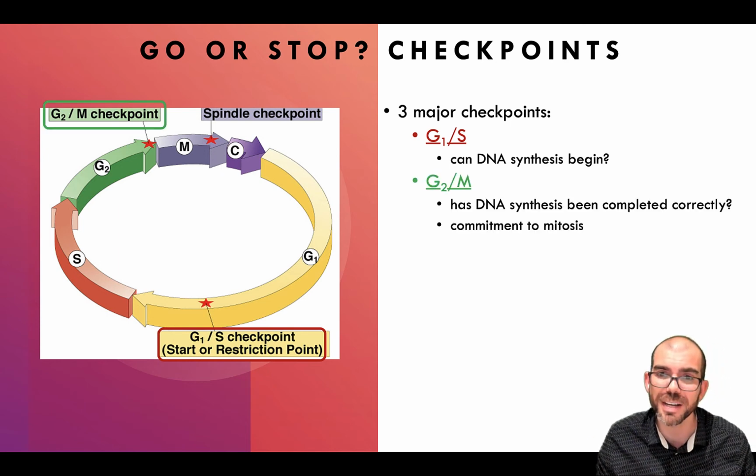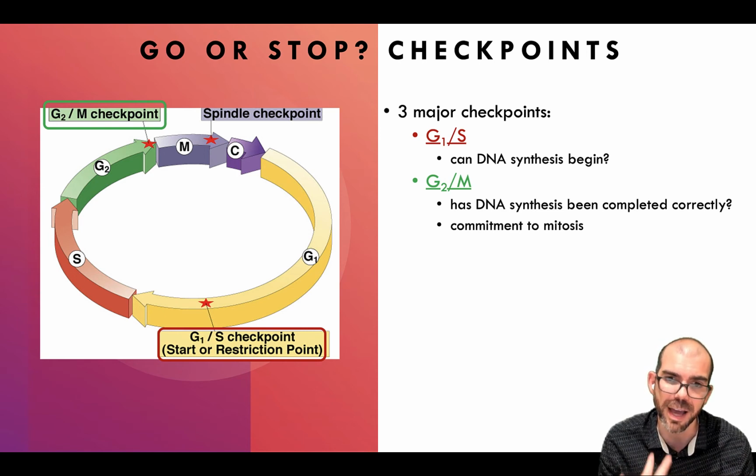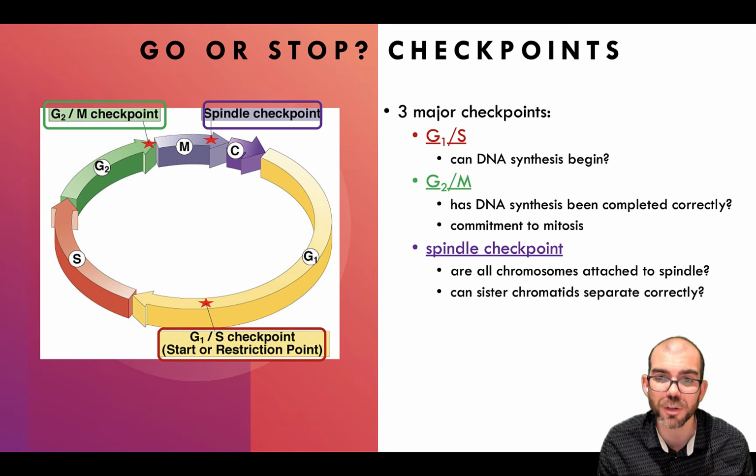The next checkpoint is at the end of G2, right before a cell reproduces. At this point, the cell is checked to make sure it has enough cytoplasm, so enough nutrition to divide, and to make sure that S phase occurred accurately, that we have the chromosomes where they need to be with the information the cell requires. And the last checkpoint is the spindle checkpoint that happens in the middle of metaphase.